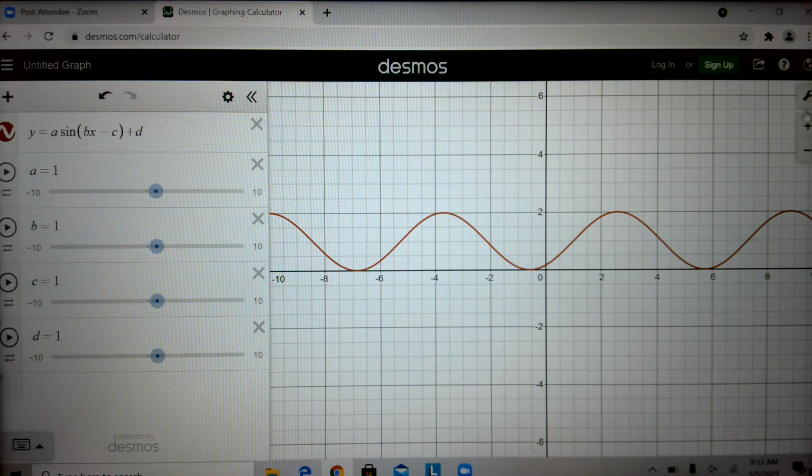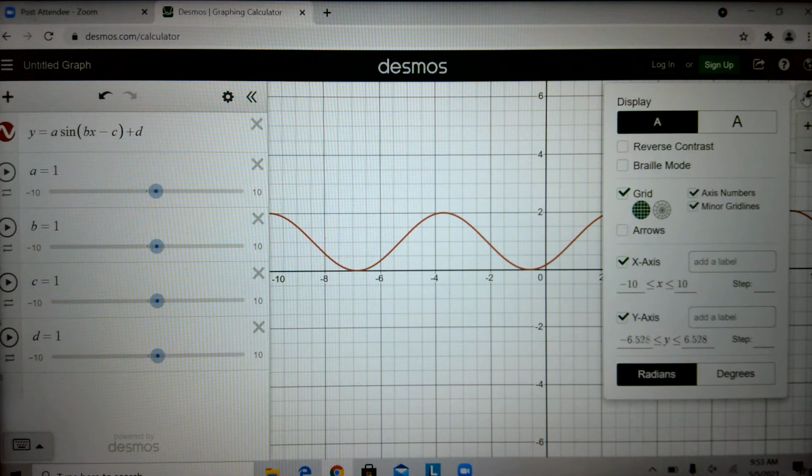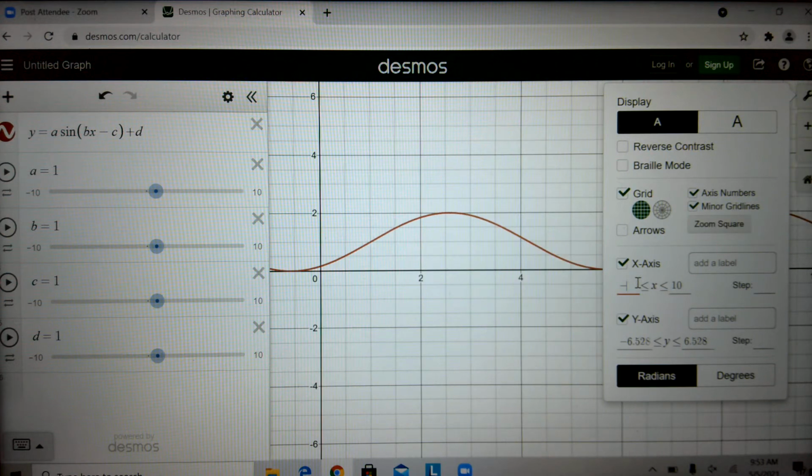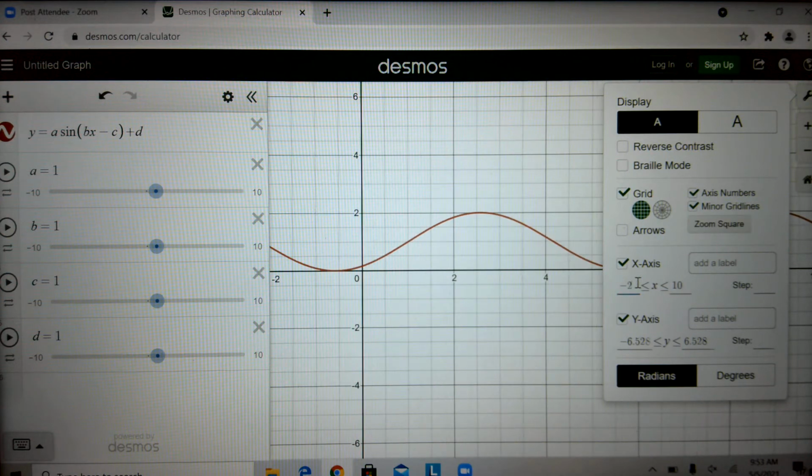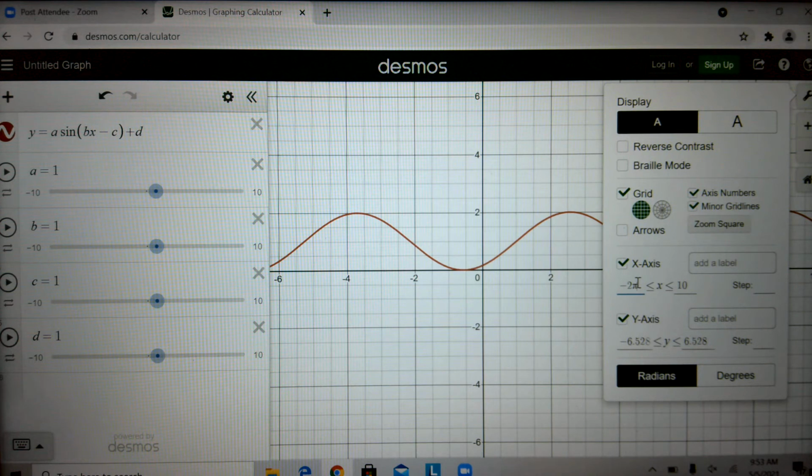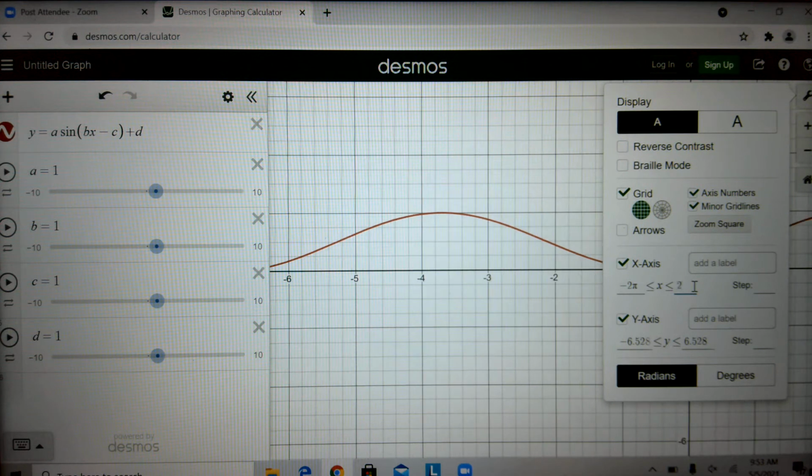The next thing I want you to do is go ahead and change the parameters for the graph. And what you're going to do is come up here to the right hand corner, this little wrench, and you're going to come down here to the x-axis. And we're going to change this from negative 10 to 10. We're going to go from negative 2 pi, and to get negative 2 pi we can type in the negative 2 and then type in pi. And that will bring up our pi symbol. And our maximum value, we want to go ahead and go to 2 pi.